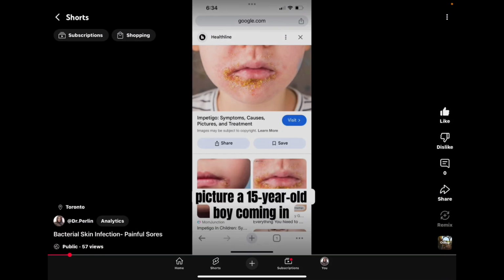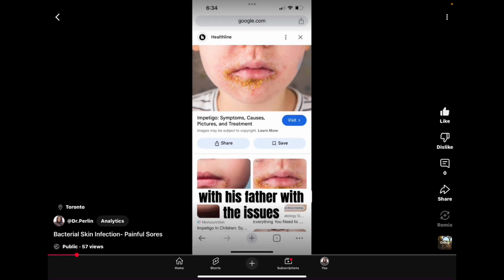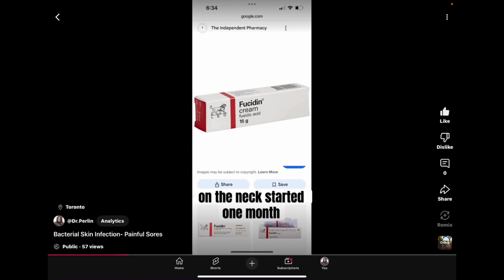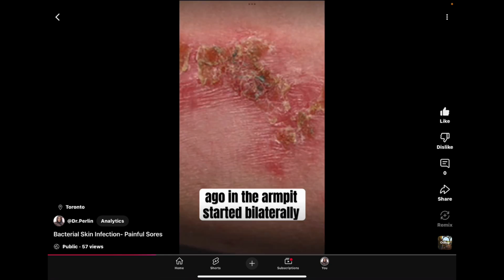So here is my short, and listen to this case, which sounds very similar to carbuncle. Picture a 15-year-old boy coming in with his father with scabs and sores on the neck, armpit and back of the head. On the neck it started 1 month ago; in the armpit it started bilaterally a couple of days ago. No such lesions in the thighs and groins.